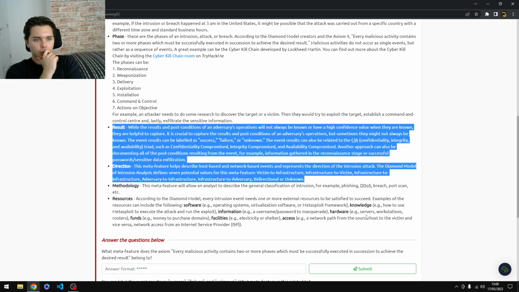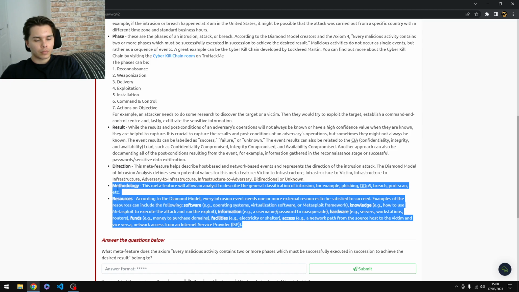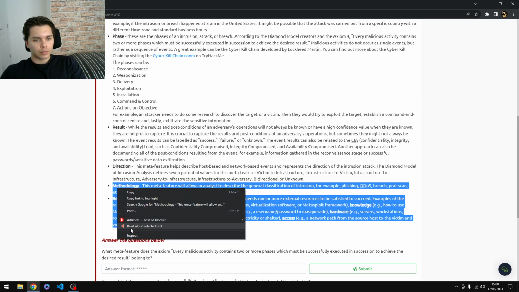Direction: this meta feature helps describe host-based and network-based events and represents the direction of the intrusion attack. The Diamond model of intrusion analysis defines 7 potential values for this meta feature: victim to infrastructure, infrastructure to victim, infrastructure to infrastructure, adversary to infrastructure, infrastructure to adversary, bidirectional or unknown.